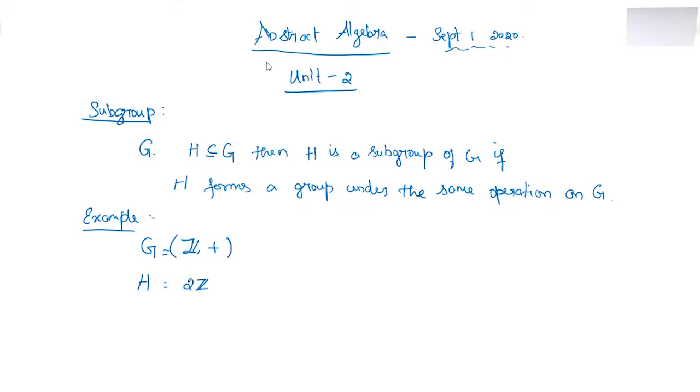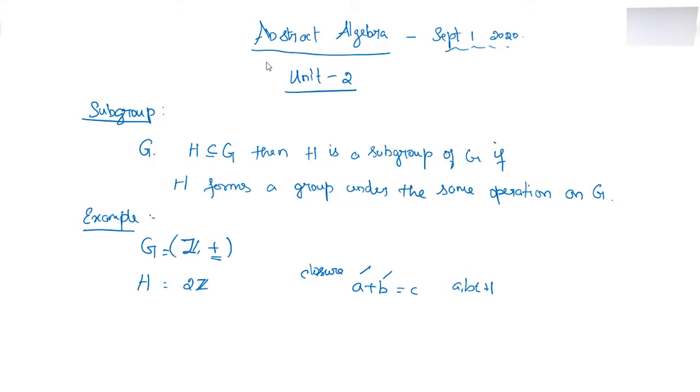In order to check whether H is a subgroup of G, it should form a group under the same operation of G. Here the operation of G is plus. Now we have to check 4 conditions. First, closure. If we add 2 even integers, we will get an even integer. A plus B equals C, where A, B belong to H. Therefore, closure is satisfied. C will be in H.